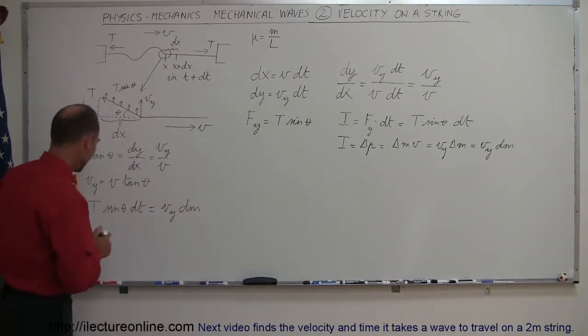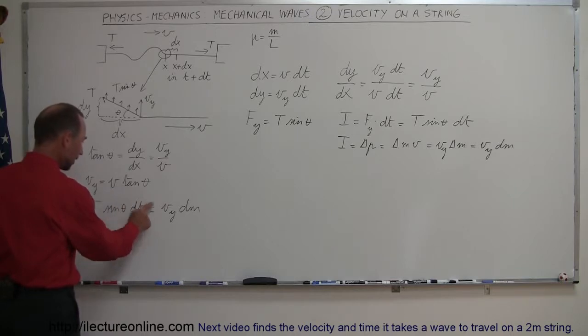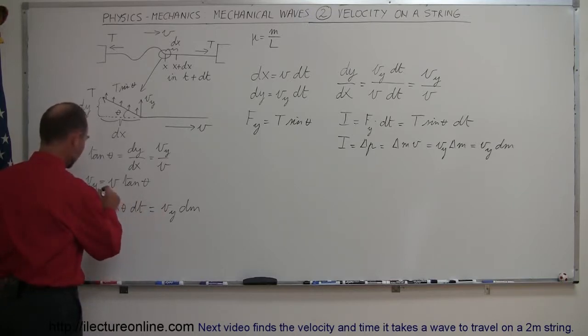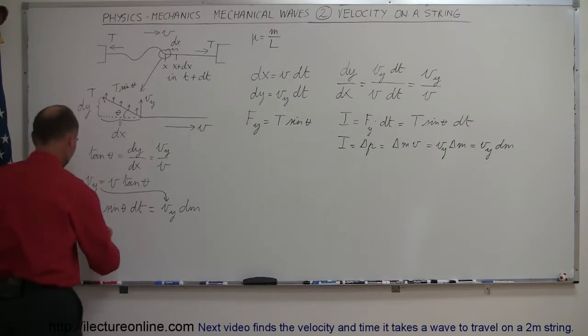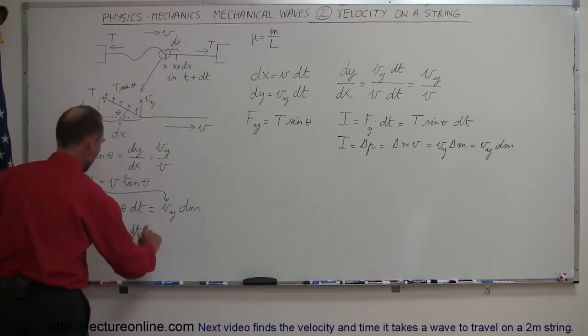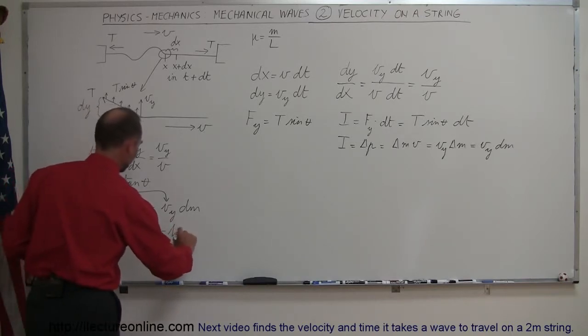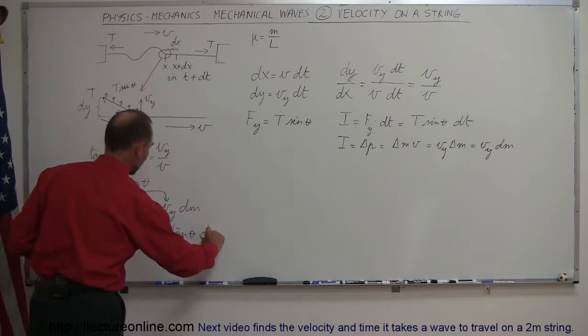All right, so next what we want to do is realize that the v sub y, which is v tangent theta, appears over here. So we're going to replace what that is equal to with that quantity right there. So this is the tension times the sine of theta dt is equal to the velocity of the wave times the tangent of theta times dm.